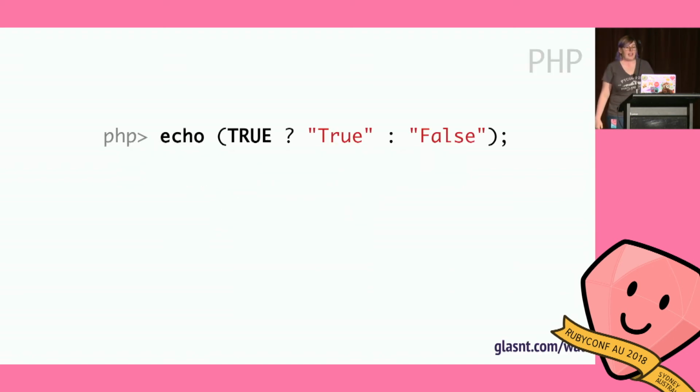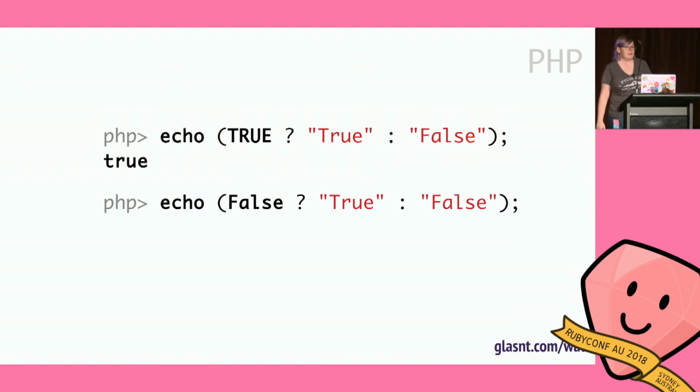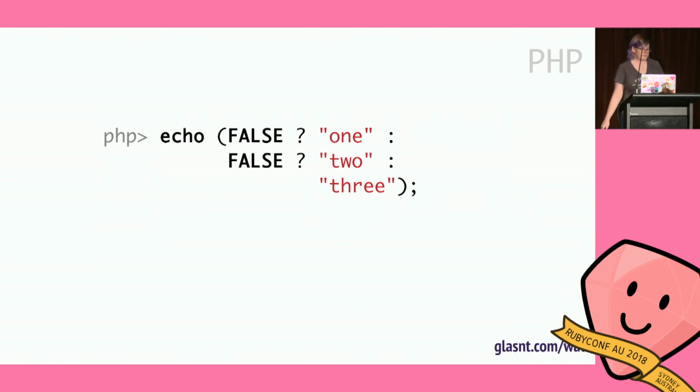Let's talk about PHP. In PHP, there are ternary operators, which means that depending on the truthiness before the question mark, we either execute the left or the right side of the colon. So in this example, it'll print true, and in this example, it'll print false. That's fine. We can also chain together these ternary operations.